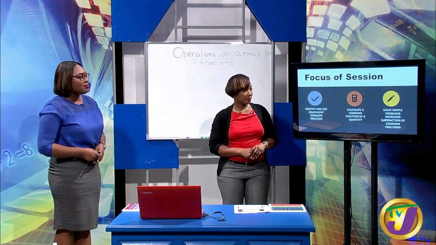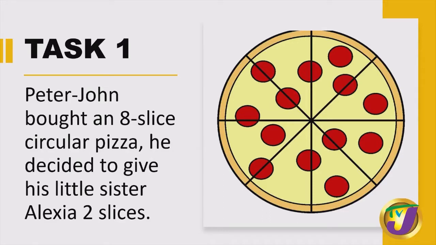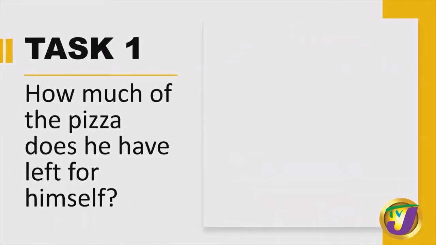Solving simple problems involving subtraction of common fractions. Now let's look at task 1. Peter John bought an 8-slice circular pizza. He decided to give his little sister, Alexia, 2 slices. How much of the pizza does he have left for himself?